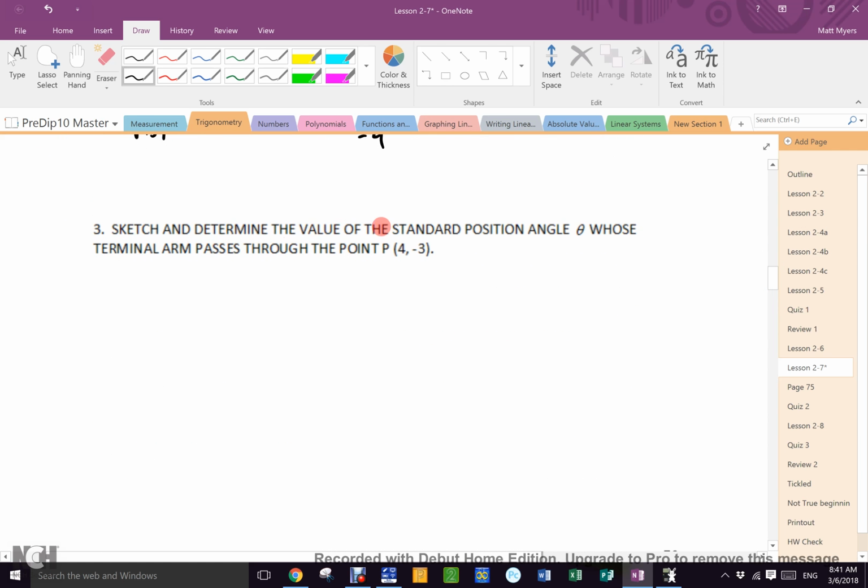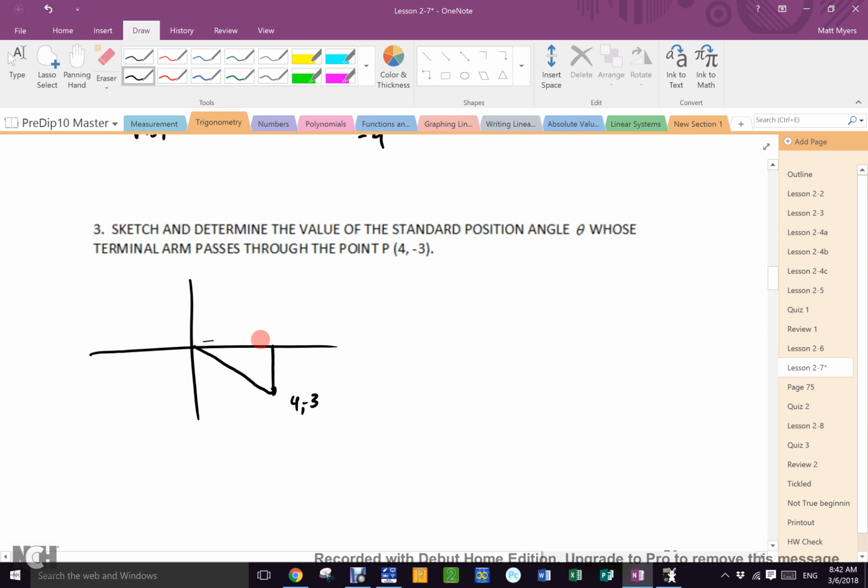Sketch and determine the value of the standard position angle whose terminal arm passes through 4, negative 3. So let's sketch it first. Where's 4, negative 3? Fourth quadrant. 4, negative 3. So what is the triangle that we have? It is that, correct? Okay.